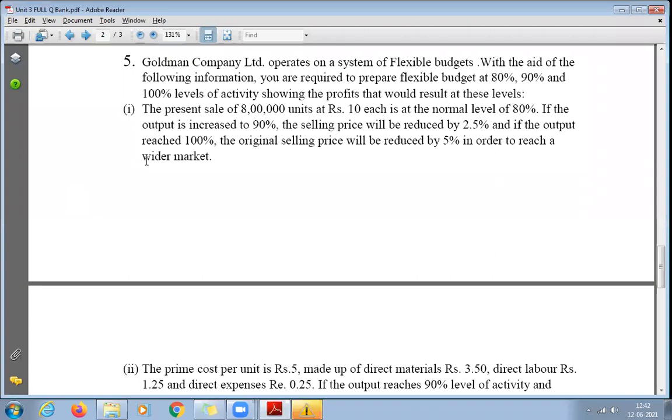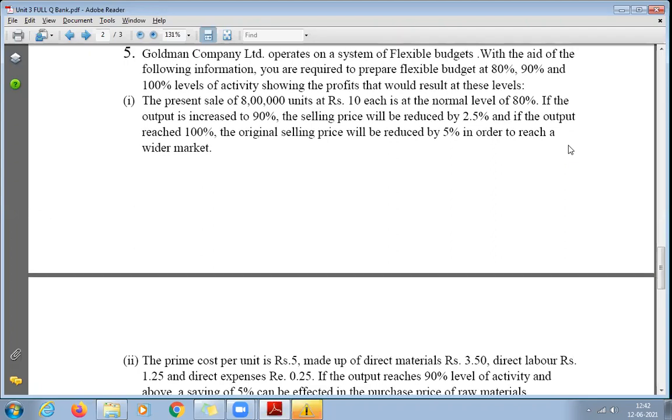Goldman Company Limited operates on a system of flexible budgets. With the aid of the following information, you are required to prepare a flexible budget at 80%, 90%, and 100% levels of activity, showing the profits that would result at these levels. First one, the present sale of 8 lakh units at rupees 10 each is at the normal level of 80%. If the output is increased to 90%, the selling price will be reduced by 2.5%. And if the output reaches 100%, the original selling price will be reduced by 5% in order to reach a wider market.